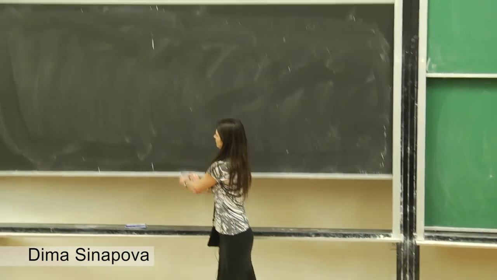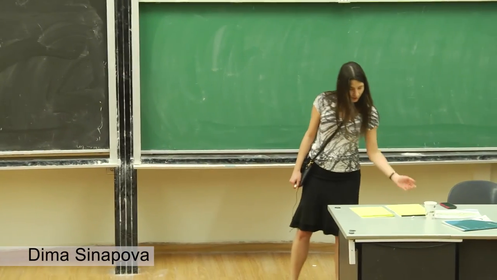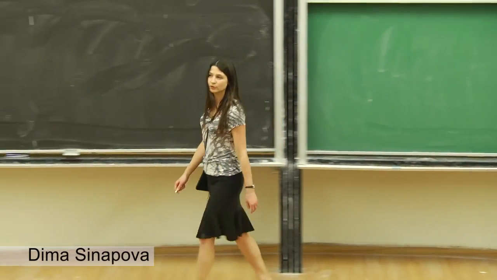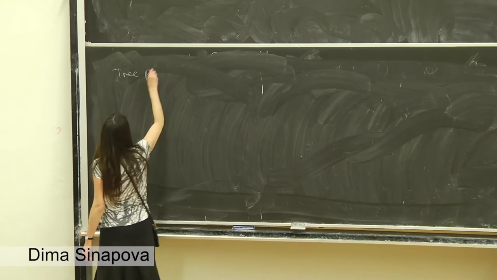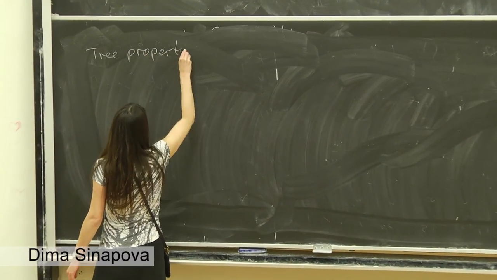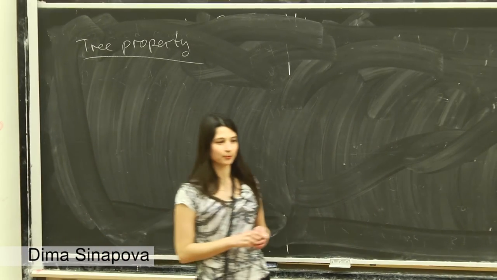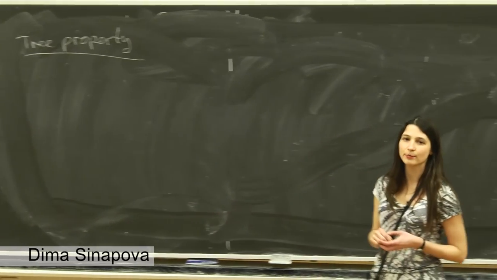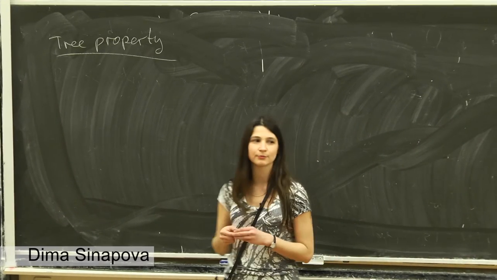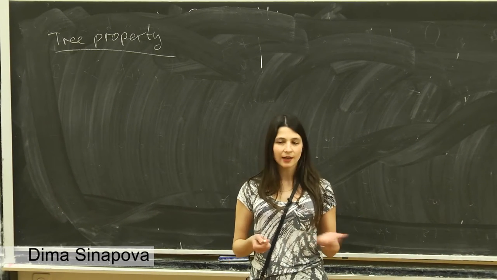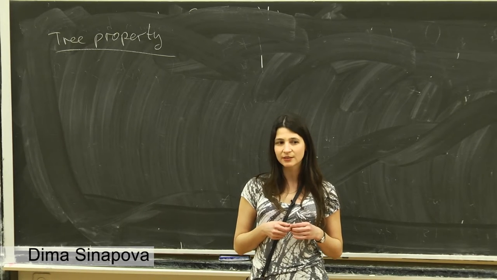So let's see. Now for the math part of my talk, I'm going to be talking about the tree property at the first and double successor of a singular cardinal. Everybody knows what the tree property at kappa states: every kappa tree, so height kappa and levels of size less than kappa, has an unbounded branch. So the tree property at uncountable cardinals can be viewed as a generalization of Koenig's infinity lemma.